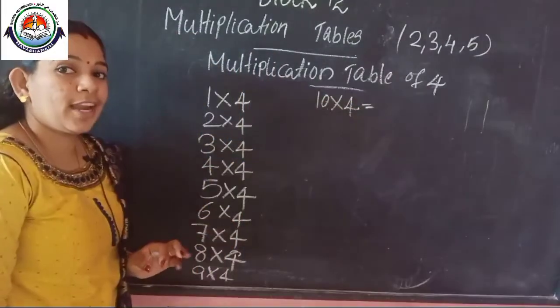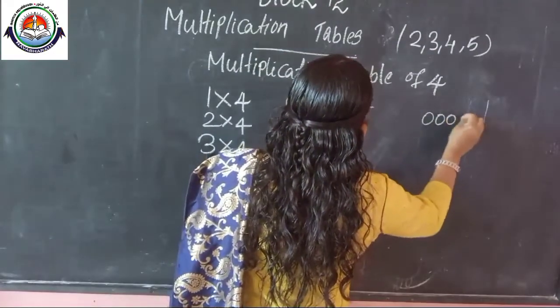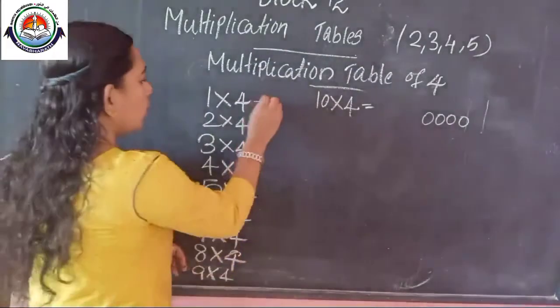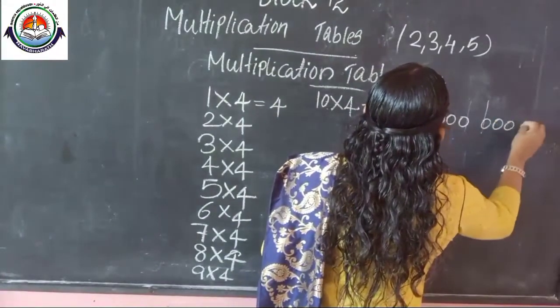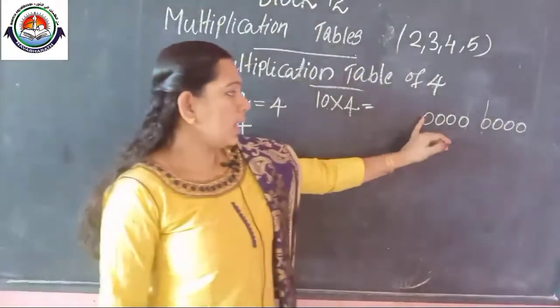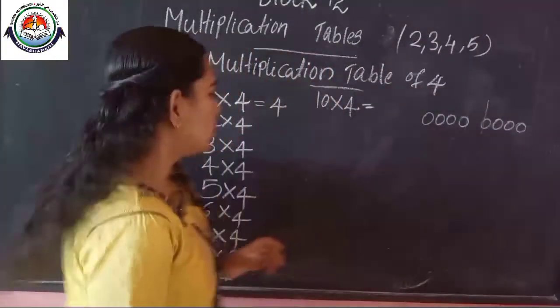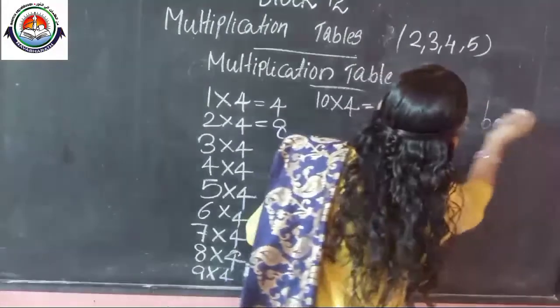Okay, we can arrange using balls. I have some balls in one group. How many balls are there? 4. Then again I create one more group with the same number of balls. Then total 1, 2, 3, 4, 5, 6, 7, 8. So 2 4's are 8. I just draw these figures.